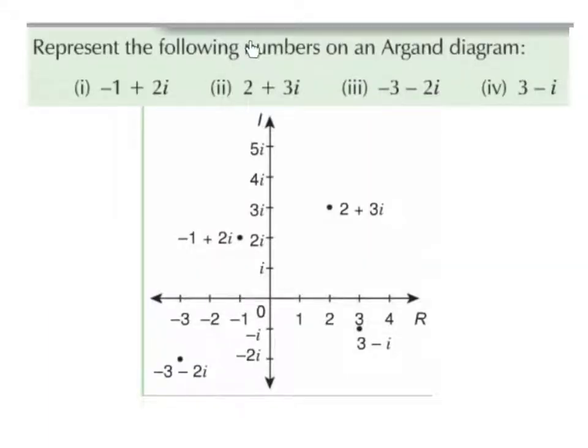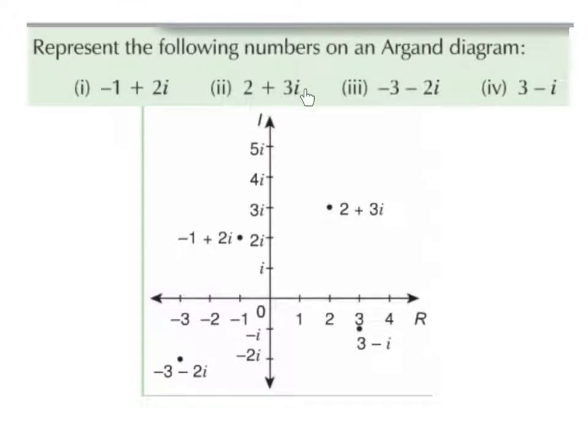Represent the following numbers on an Argand diagram. Part 1. So we have minus 1 plus 2i. So minus 1 is the real part, so we go across on the real axis to minus 1. And 2i is the imaginary part, we go up our imaginary axis to 2, and we plot our point. So this point right here is minus 1 plus 2i.